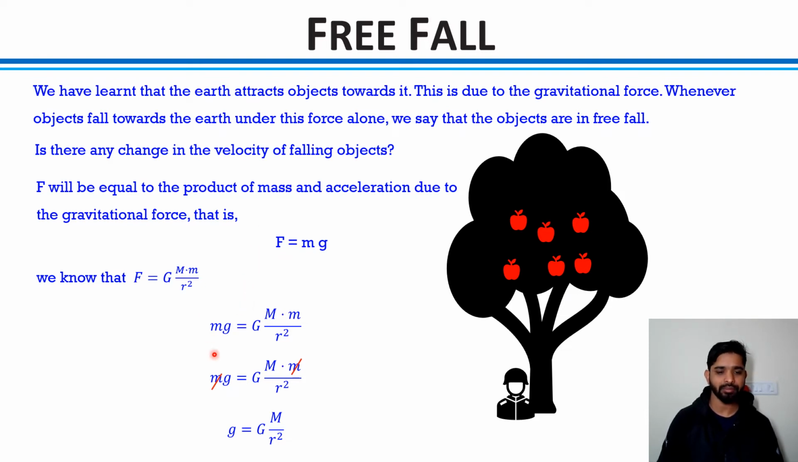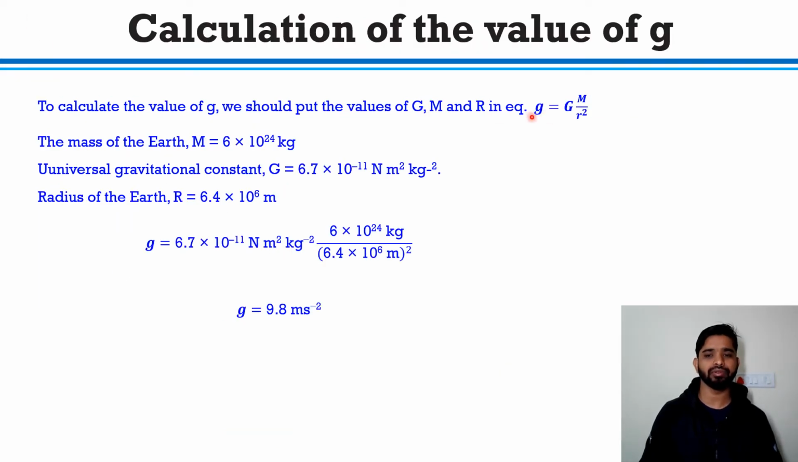So that's how we have the value of acceleration due to gravity, small g equals capital G M upon r square. We can calculate the value of gravity by putting the values of the universal gravitational constant, the mass of the earth, and the radius of the earth in this formula. When we solve it, we get the value of gravity as 9.8 meter per second square.